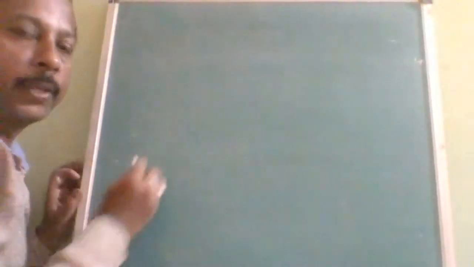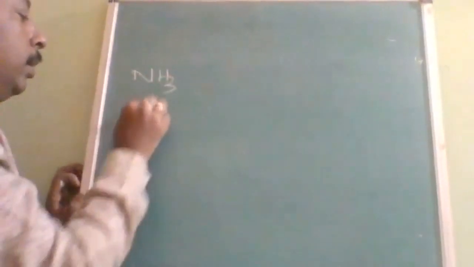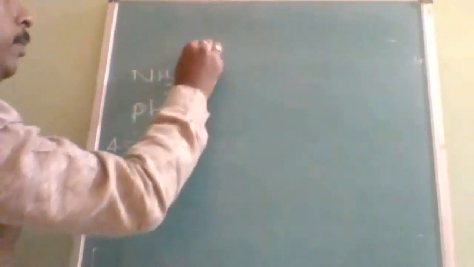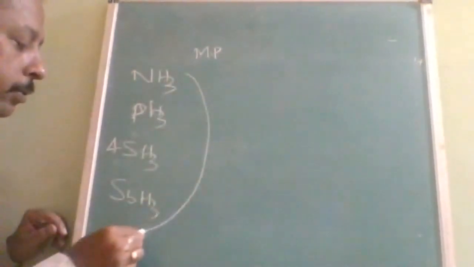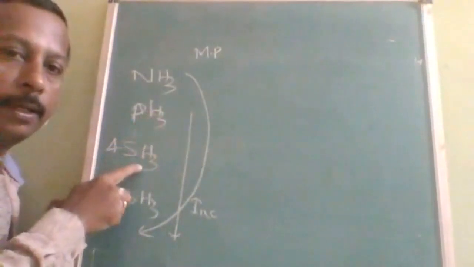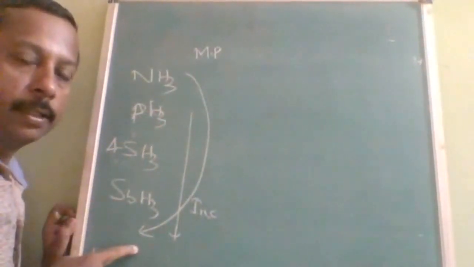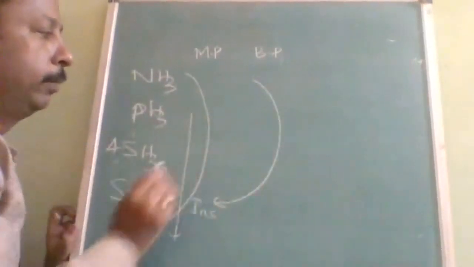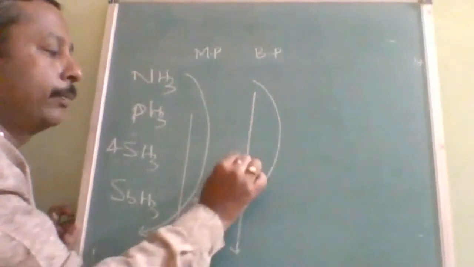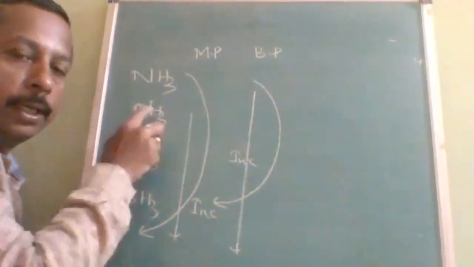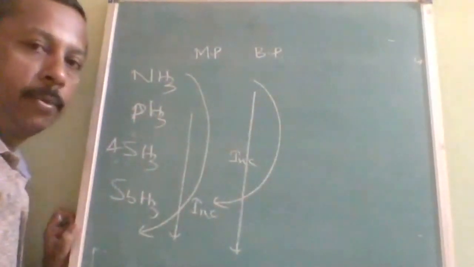So I will give a summary table with which you can answer examination questions. First NH3, nitrogen, phosphorus, arsenic, antimony. First, melting point: from here to here it increases. Lowest is PH3, second lowest AsH3, then SbH3, and highest is NH3 in melting point. In boiling point, there will be a jump in between. Lowest is again PH3, second lowest AsH3, third lowest NH3, then followed by SbH3. Melting point and boiling point, is it understood?